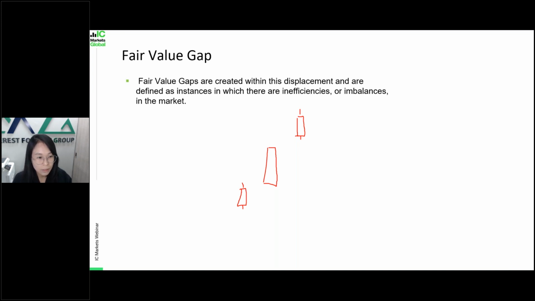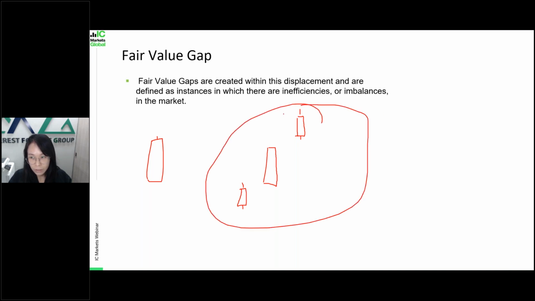These imbalances are visualized on the chart, like what you've seen here, where the lower and upper wicks do not overlap. So we are looking for displacements. Remember, it will be this big body with small wicks. Within displacements, you could see candles like this.